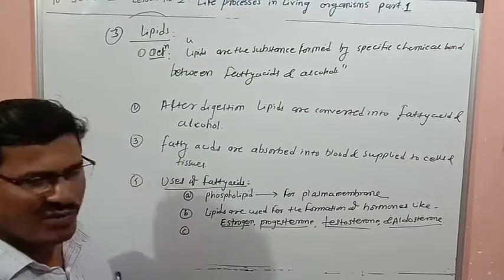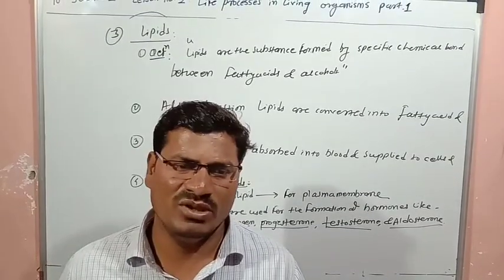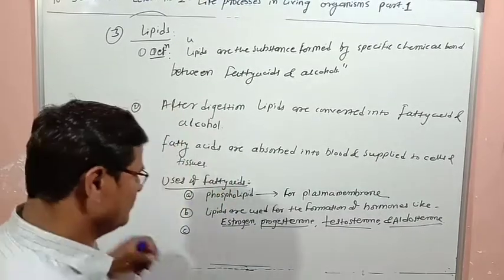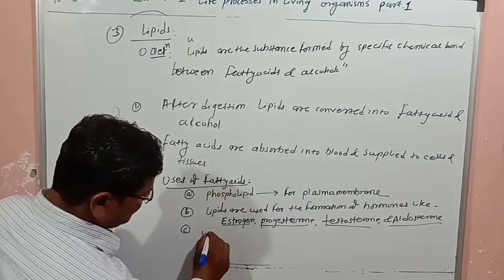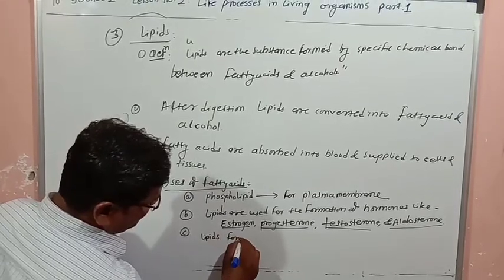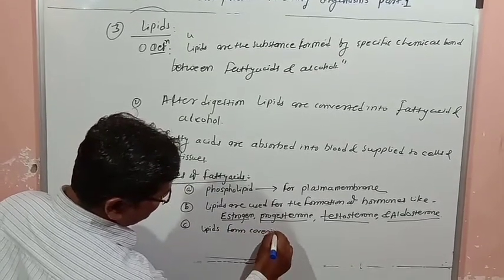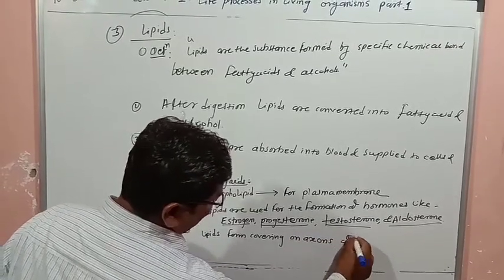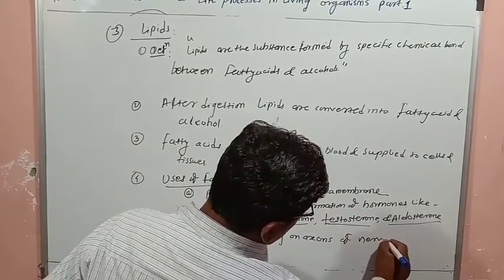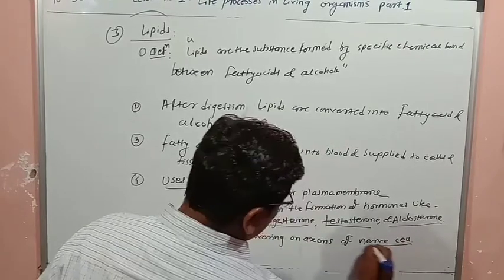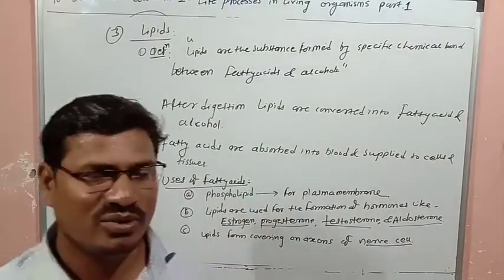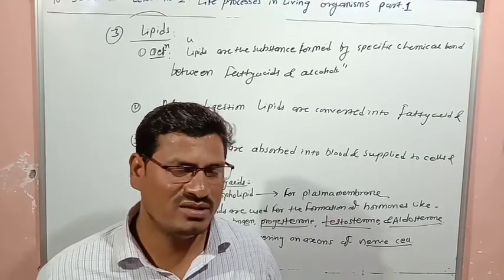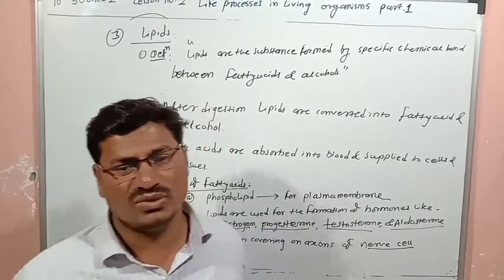The third point is that lipids are used for the formation of the coverings on the axons. Lipids form covering on axons of nerve cells. Axons we have studied in the nervous system.